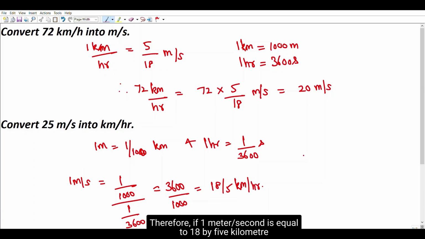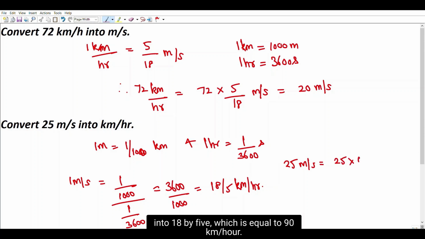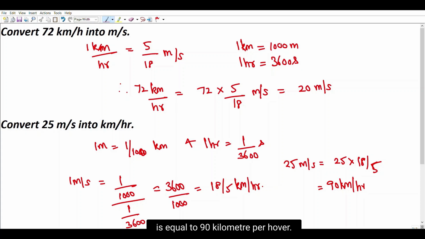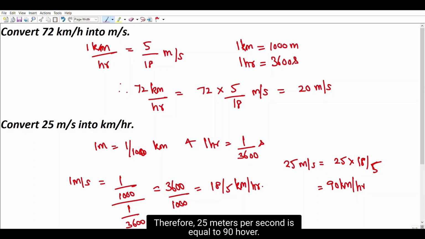Therefore, if 1 meter per second is equal to 18 by 5 kilometer per hour, then 25 meter per second is equal to 25 into 18 by 5, which is equal to 90 kilometer per hour. Therefore, we know that 25 meter per second is equal to 90 kilometer per hour. 1 meter per second is equal to 18 by 5 kilometer per hour. Therefore, 25 meter per second is equal to 90 kilometer per hour.